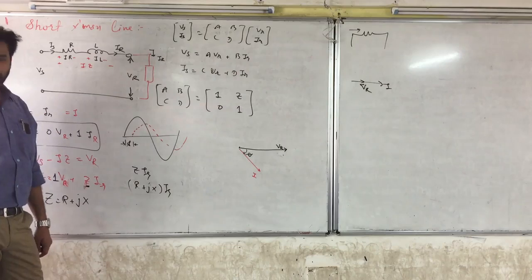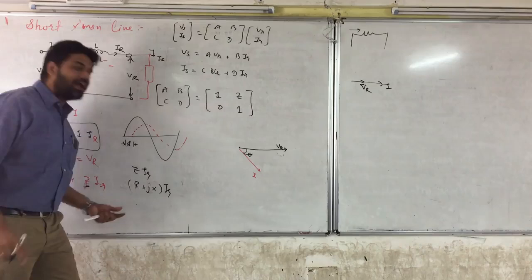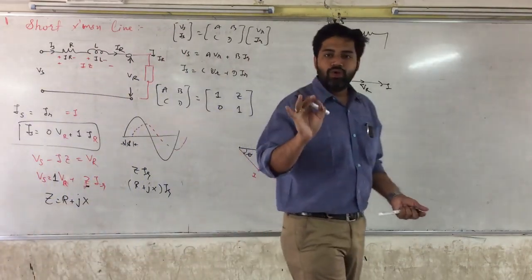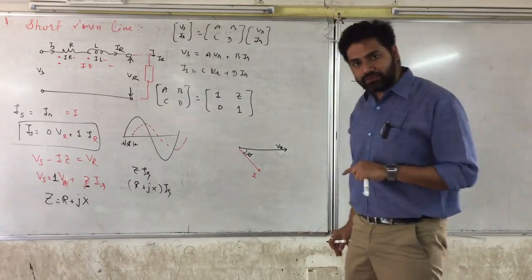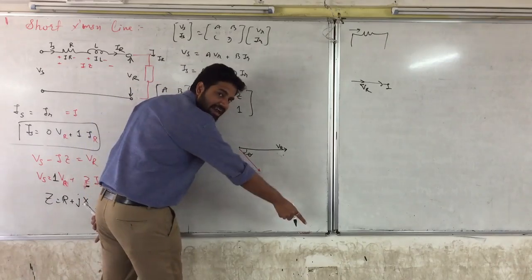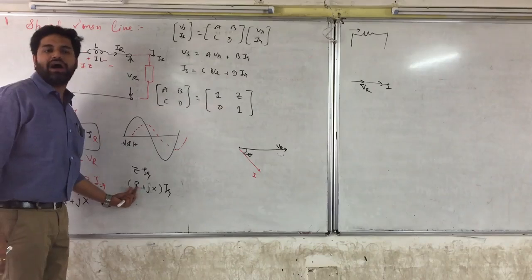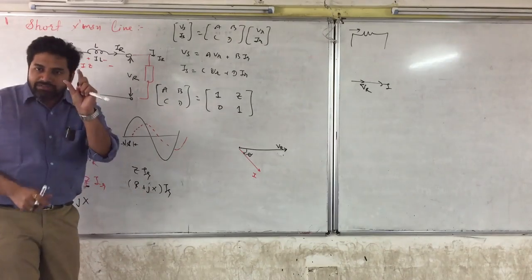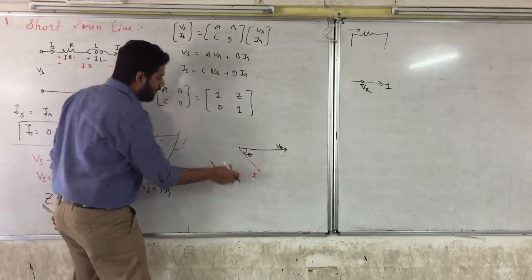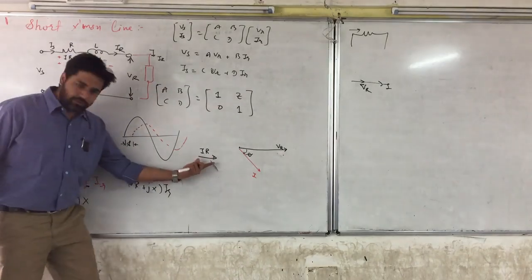Do you follow me? IR into R is a voltage which is in phase with the current. Voltage drop across a resistor is always in phase with the current. Yes or no? Fine. So we can say that it is in this direction. I know the value of IR, I know the value of R, so the multiplication will give me some magnitude. Suppose IR into R is this much.